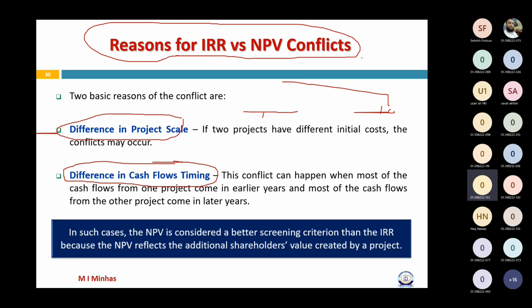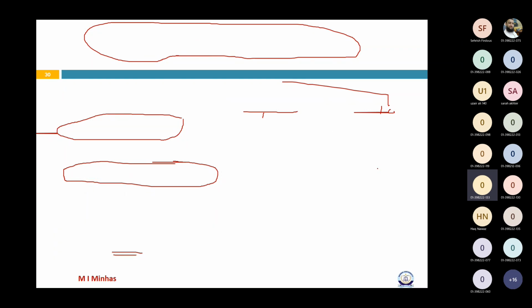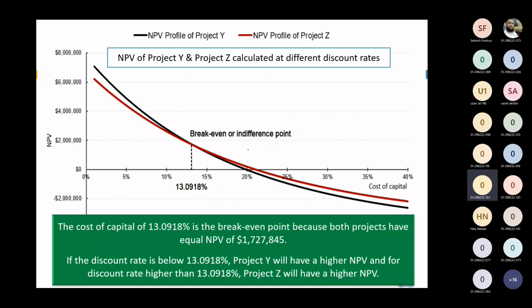But whenever a difference like this occurs, there's a conflict between NPV and IRR, you just go by the recommendations of NPV. Is it clear? Yes, sir. Okay. So now, these are more details. I guess you don't need to know that, but still, let me just try to explain this a little bit.